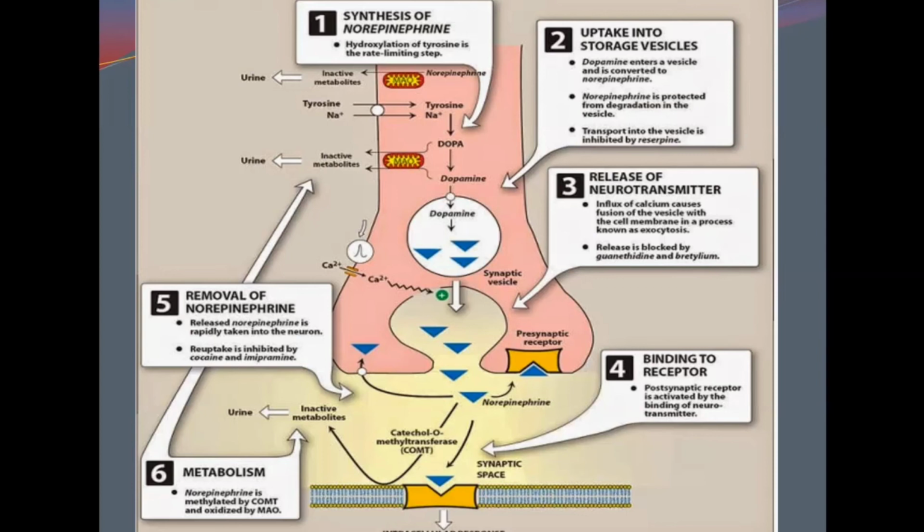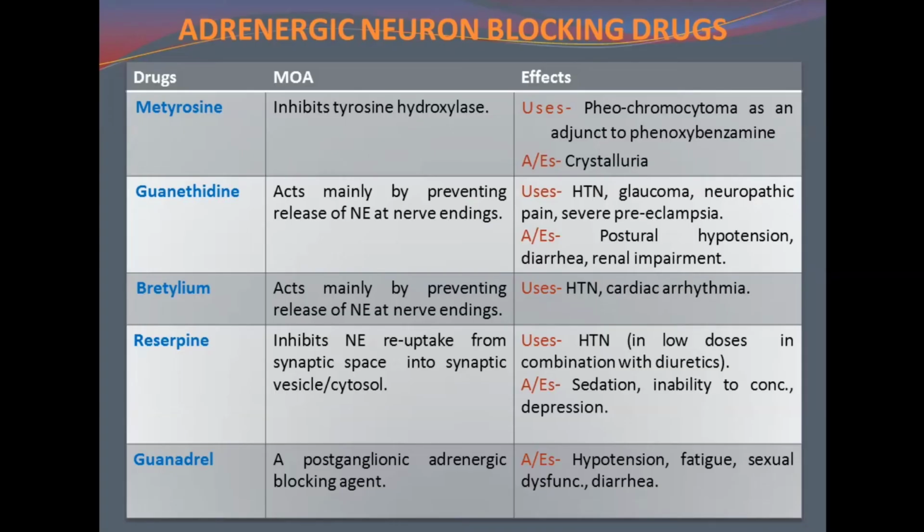So, the first drug is metyrosine. It is a drug which inhibits the conversion of tyrosine into dopa. It is a rate-limiting step, and this drug inhibits the tyrosine hydroxylase. Guanethidine inhibits the release of norepinephrine from synaptic vesicles, while bretylium also follows the same pattern. Reserpine inhibits the reuptake of norepinephrine into the synaptic vesicle, while guanadrel basically follows the same pattern of guanethidine and bretylium.